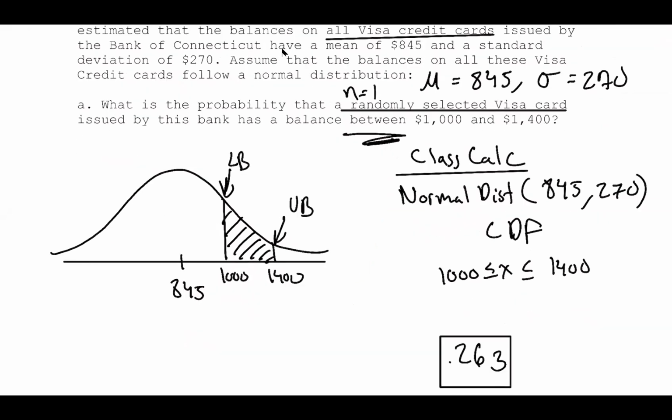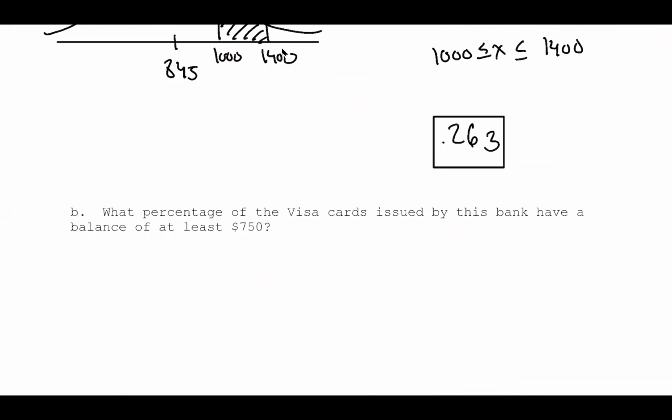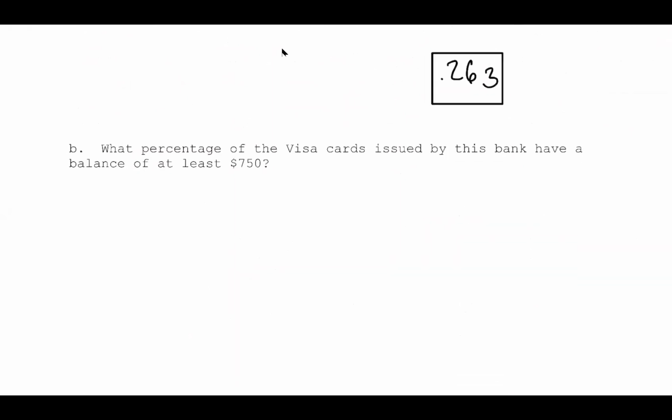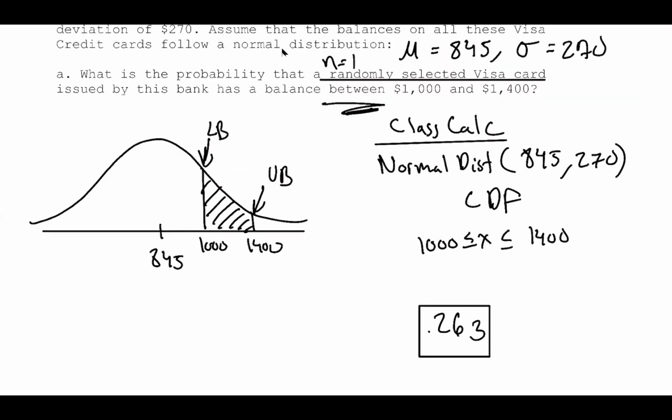All right, so that's part A. So let's do part B. It says, what percentage of Visa cards issued by the bank have a balance of at least 750 points? Oh, $750, sorry, not points. All right, so what we could do, I could copy this.